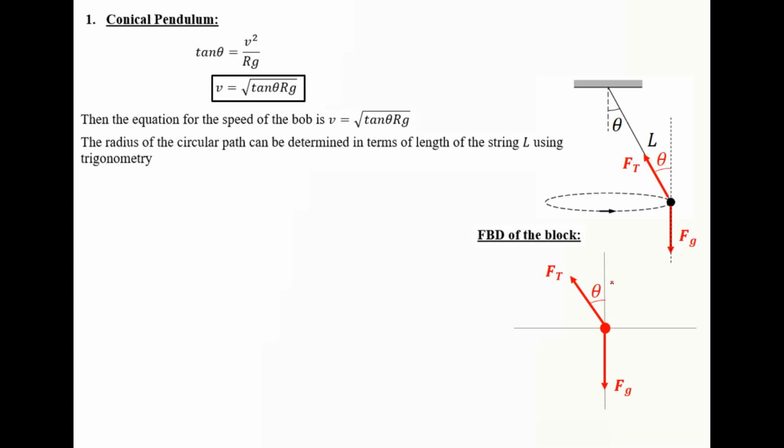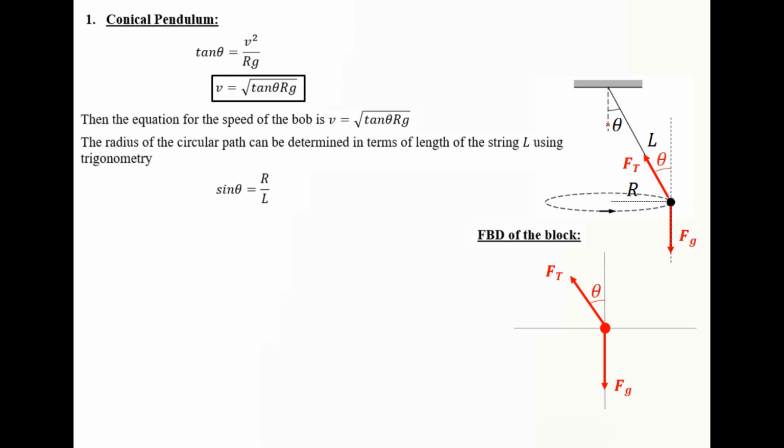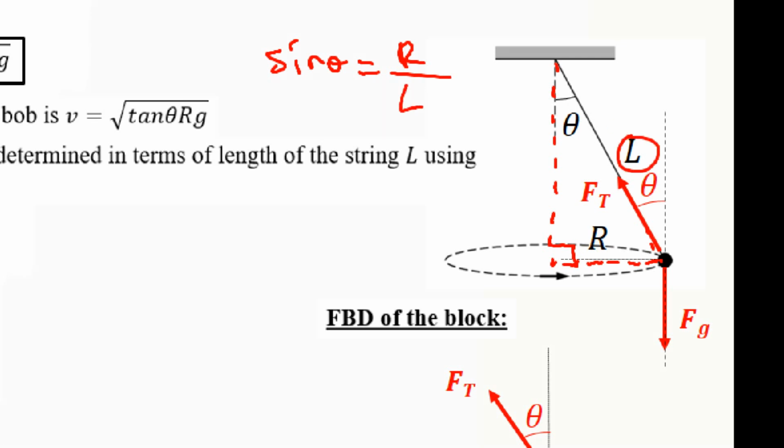And moreover, the radius of the circular path can be determined in terms of the length L of the string using trigonometry. Now this is the circular path along which the bob moves, and the radius of the circular path is given by r. It can be related to L and the angle theta. Knowing that sine theta, if you complete this triangle, now r for theta is an opposite, so sine theta would be r divided by the hypotenuse. This is the 90 degrees, then L is the hypotenuse. In this case, r is given by L multiplied by sine theta.